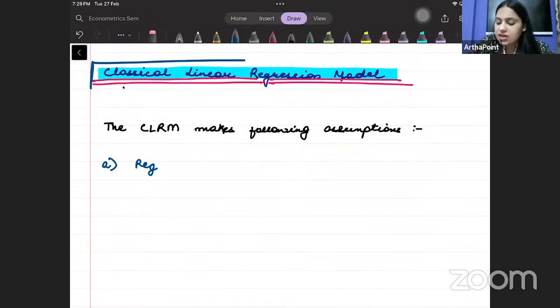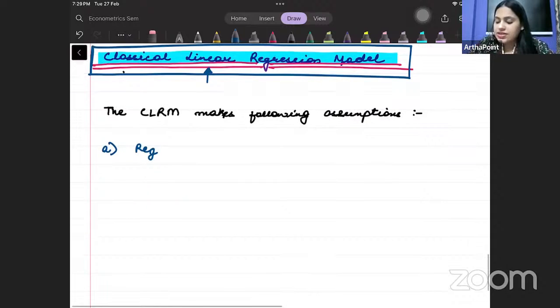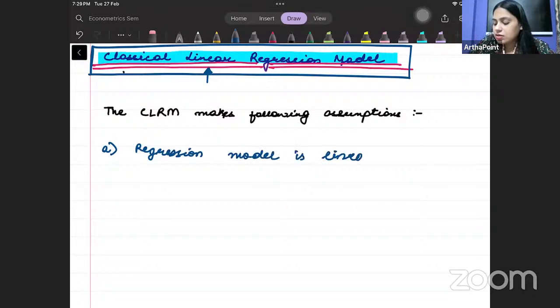Now we want to focus on the actual part of this chapter, which is called the classical linear regression model. What is a classical linear regression model? It is any model which is linear in nature. It has some assumptions. Let us start with the assumptions of the CLRM model. Assumption number 1: the regression model is linear in parameters.